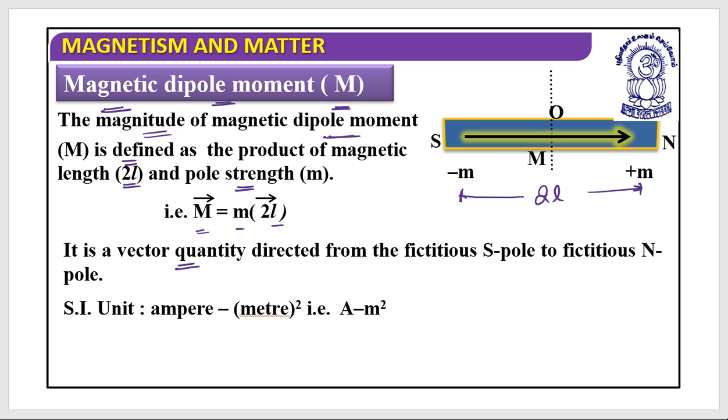We have used it in the previous unit, moving charge and magnetism. It's a vector quantity which is directed from the south pole to the north pole. Its unit has been derived from here: M is equal to I into A, where I stands for ampere and A stands for area in meter square, so the unit is ampere into meter square. We must understand that it is a vector quantity.